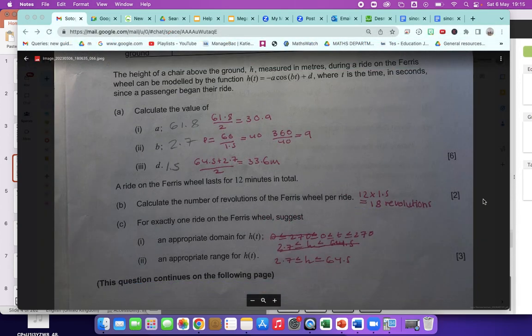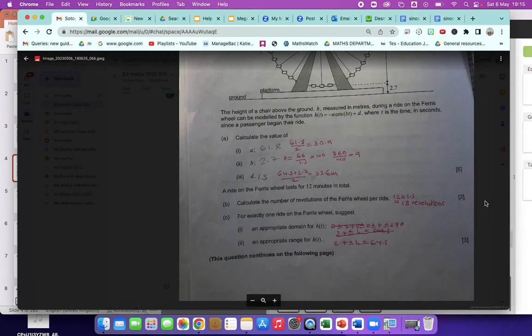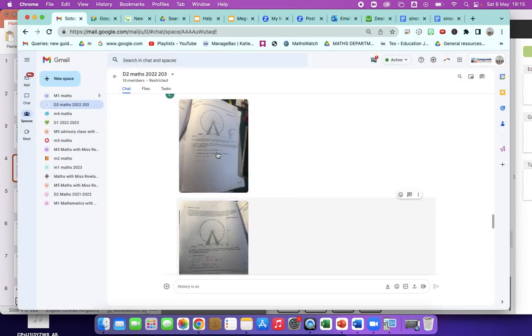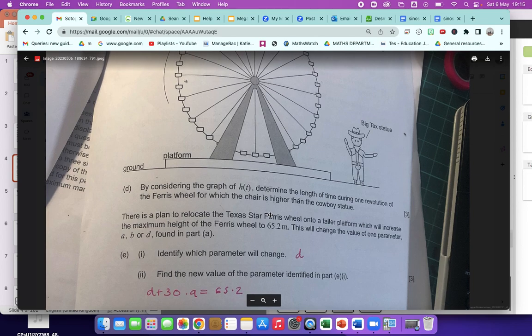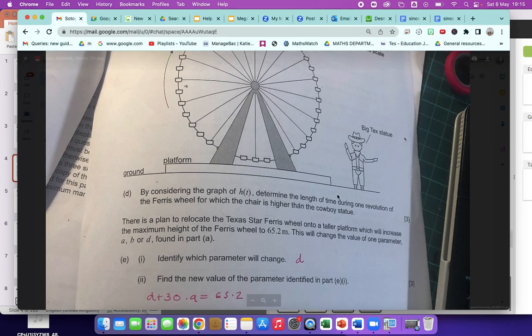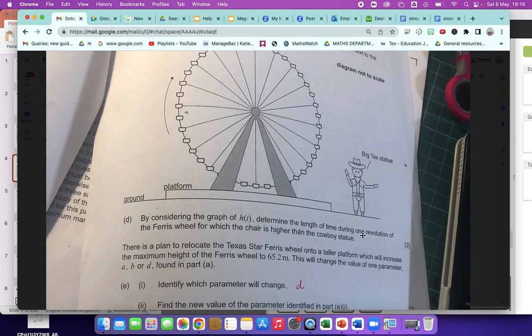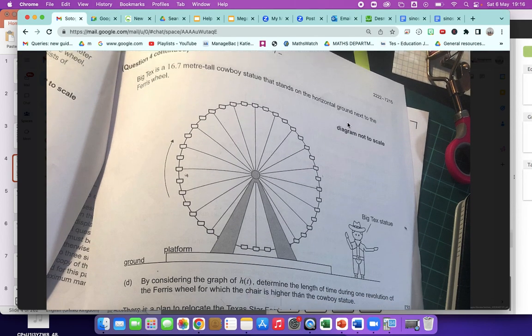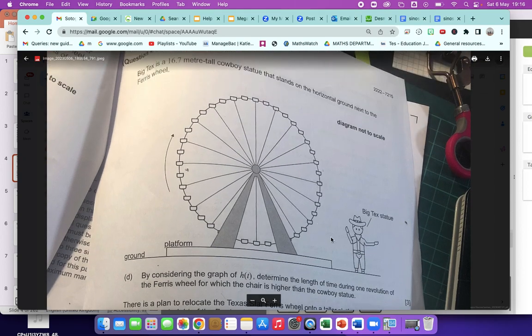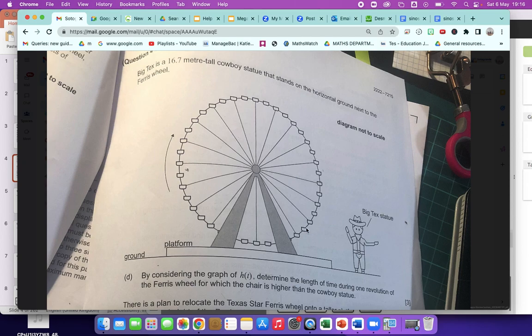So we've done A, B and C. We've already got our 11 marks, which is brilliant. So if we carry on with part D, by considering this graph, determine the length of time, state of time, during 1 revolution of the Ferris wheel for which the chair is higher than the cowboy statue. So this is the big Tex statue, and it says it is 1.67 meters tall. Now, to me, this looks like we're potentially getting into the territory of trigonometry, but it might not be as complex as that.